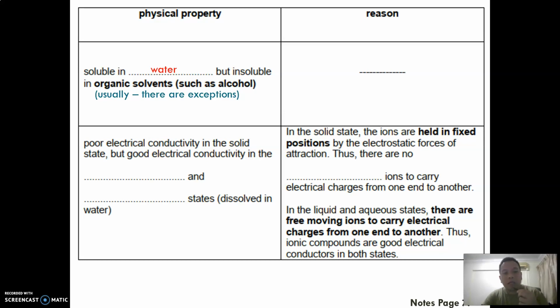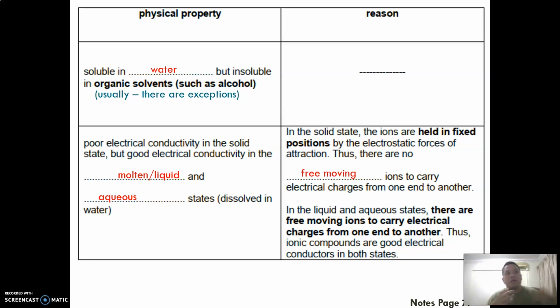Okay, and finally, the last physical property is about electrical conductivity. In the solid state, ionic compounds are actually poor conductors of electricity. But when we melt the ionic compound, or when we dissolve it in water, so in other words, in the molten or in the aqueous states, they become good conductors of electricity. Why? Because in the solid state, the ions cannot move.